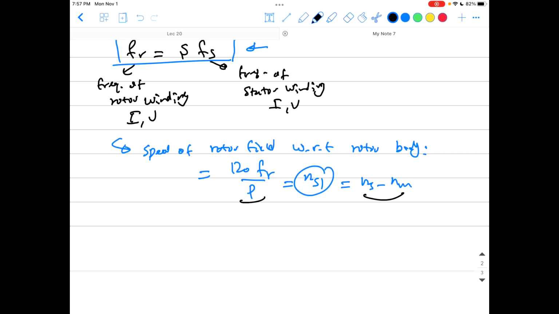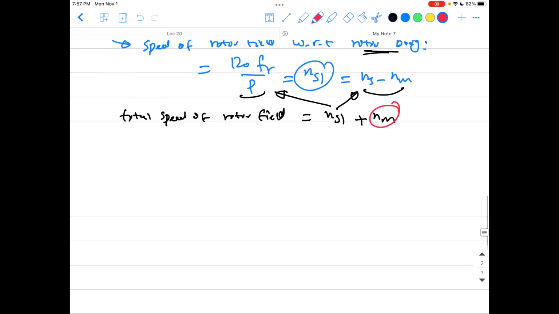Okay? But don't just forget this. This is the speed of the rotor field with respect to the rotor body. Okay? The total speed of rotor field, again, equals the slip speed plus the mechanical speed of the rotor itself. And you know the slip speed can be calculated even from this ns minus nm, or from this 120 F rotor over P. Okay, guys? But what about the mechanical speed of the rotor itself? How to just find it?